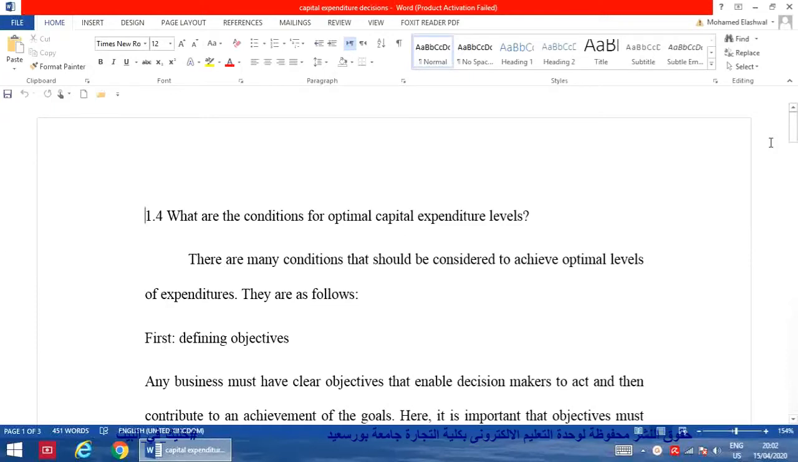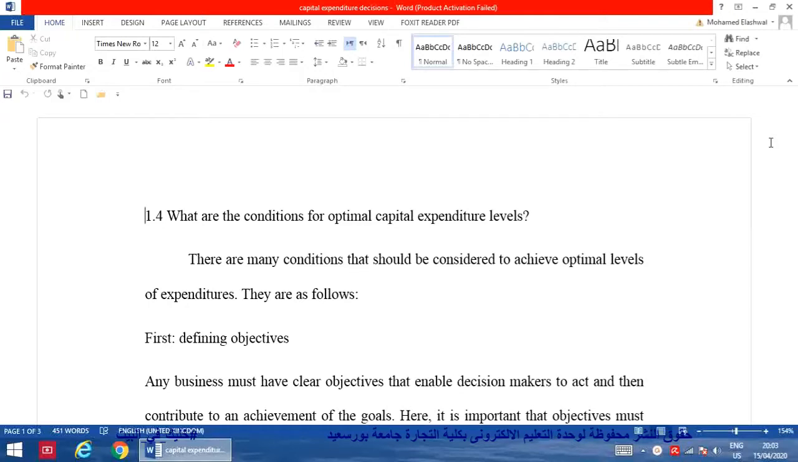Today we will continue the previous lecture regarding capital expenditure decisions. The first question here is, what are the conditions for optimal capital expenditure levels? There are many conditions that should be considered to achieve optimal levels of expenditures.